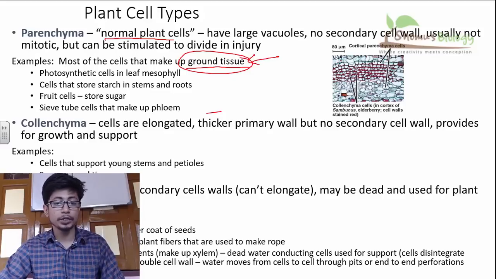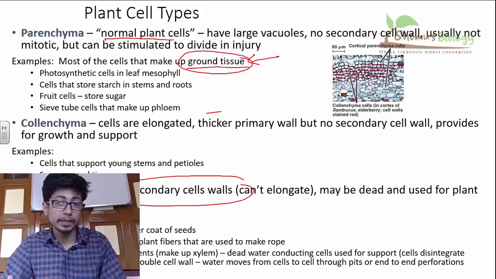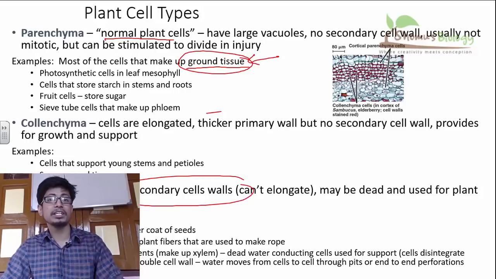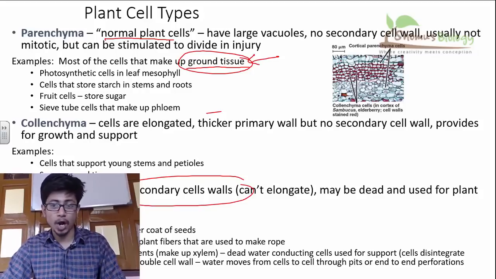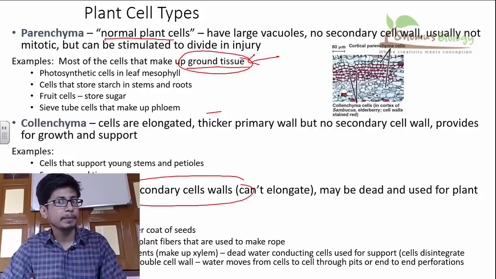Examples: cells that support young stems and petioles, and some ground tissue can also be made of collenchymal cells. The third one is the sclerenchyma, a completely different type. Rigid secondary cell walls can be found there. So parenchymal cells as well as collenchymal cells do not contain any secondary cell wall, but sclerenchymal cells do. Not just that, they contain a very rigid and thick secondary cell wall, and they may be dead and used for plant support. That is the major functionality of sclerenchymal cells, to provide very important plant support.